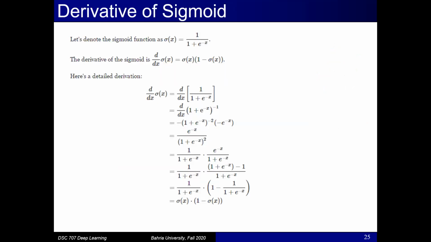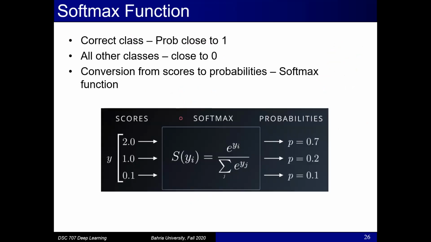This I'll skip, I'll do it next time. This is a derivation, so let's skip it. I'll just show you one last thing and then we'll conclude. Another function, just like sigmoid, that I'll be frequently using is the softmax function. It's very important that you understand what is softmax.